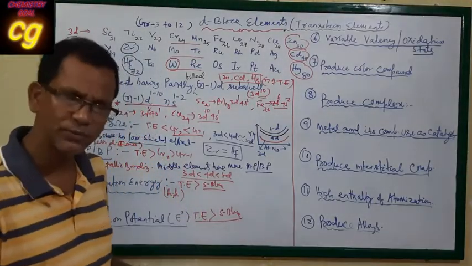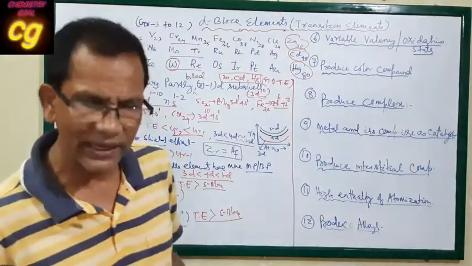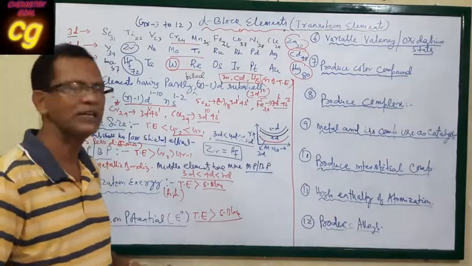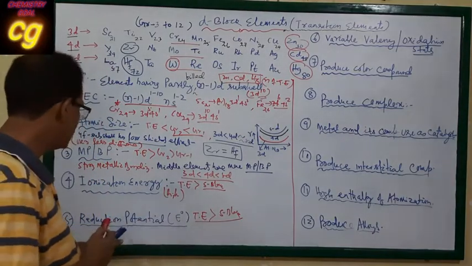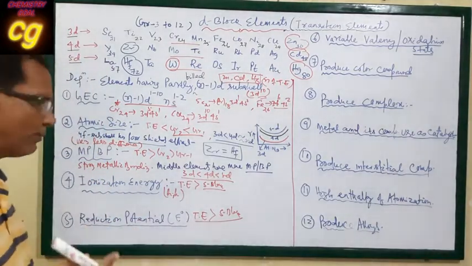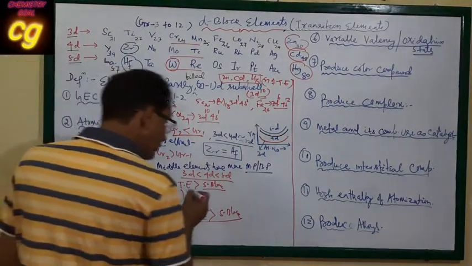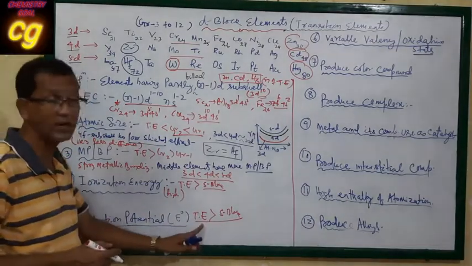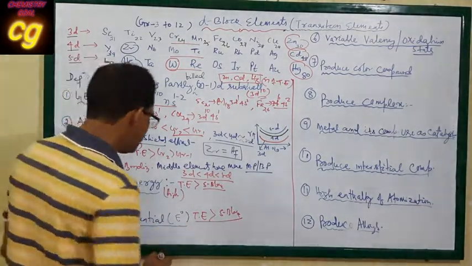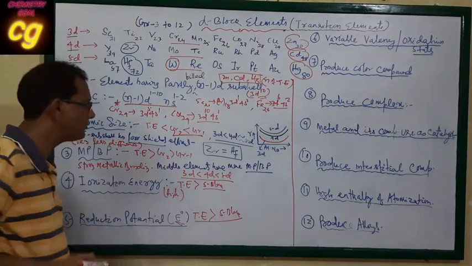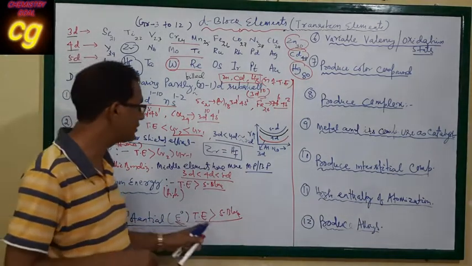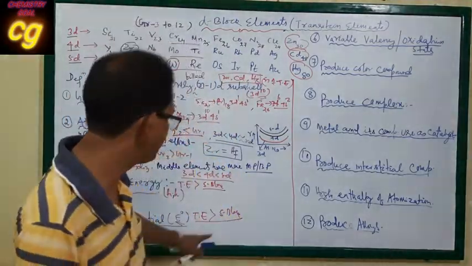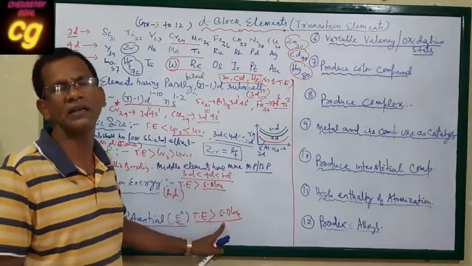Due to high reduction potential, they cannot produce hydrogen by reaction with dilute acid. If you compare with S block, transition elements have high reduction potential. That means the E naught value of transition elements is greater than the S block. That's why they're chemically less reactive compared to S block elements, that is alkali metals and alkaline earth metals.